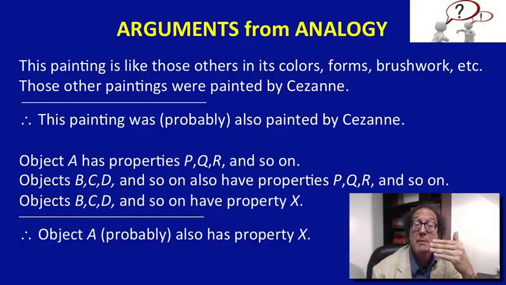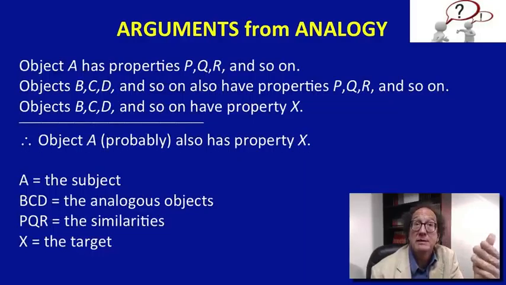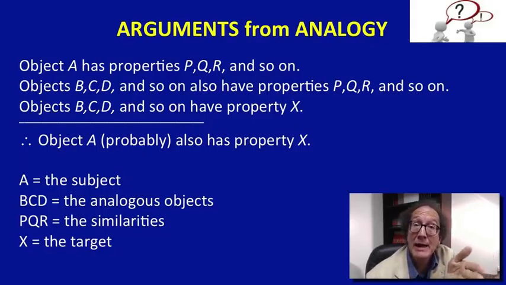And we can substitute the letters P, Q, and R for the similarities between the paintings that we know are by Cézanne and the one that we're not sure of. And then we can substitute the letter X for that particular property of being by Cézanne. And when you substitute all those letters for the English words, then the argument simply says that object A has properties P, Q, and R, and objects B, C, and D also have those properties P, Q, and R. And B, C, and D also have the property X, so the subject, object A, probably also has the property X. Namely, this painting is by Cézanne.